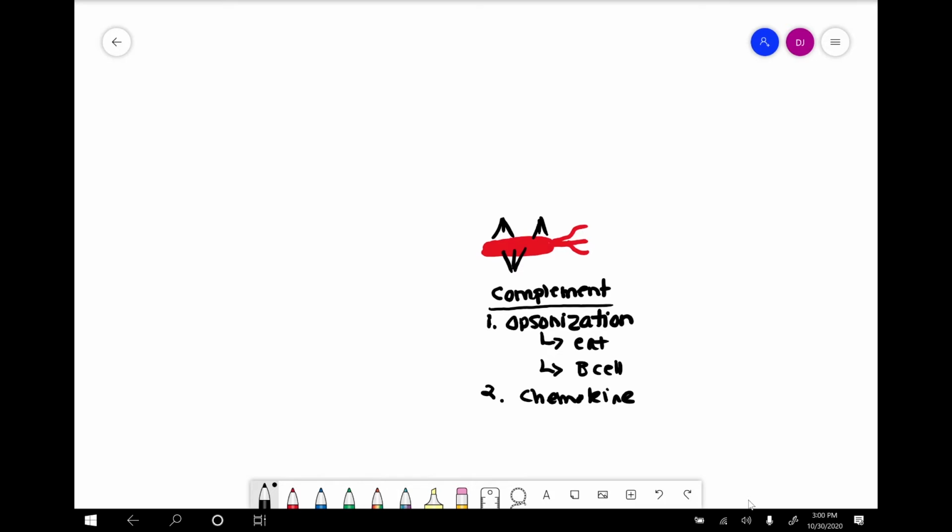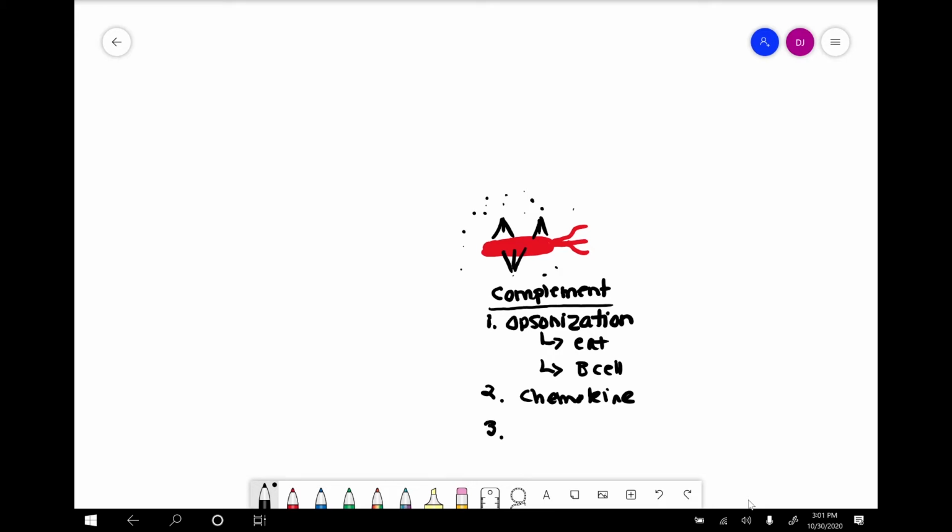The active parts will bind to the bacterium or whatever the pathogen is, and these other little parts run around in the tissue. They act as a chemokine. They can act as a chemoattractant cytokine to bring other cells to help fight this off. So you can draw little pieces of complement chemokine starting to secrete from the area.